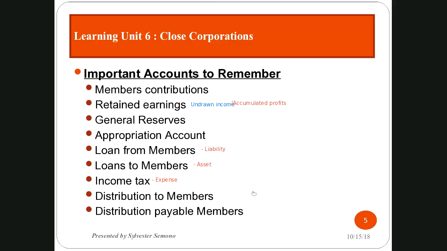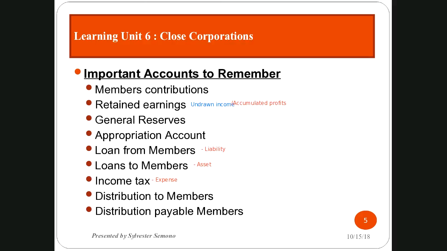It's not automatic. The minute the members agree to share the profit, it means the business, in the form of a closed corporation, will incur an expense in the form of what? Distribution to members. So it means part of the profit will be shared amongst the members. So this will be an expense to the closed corporation.